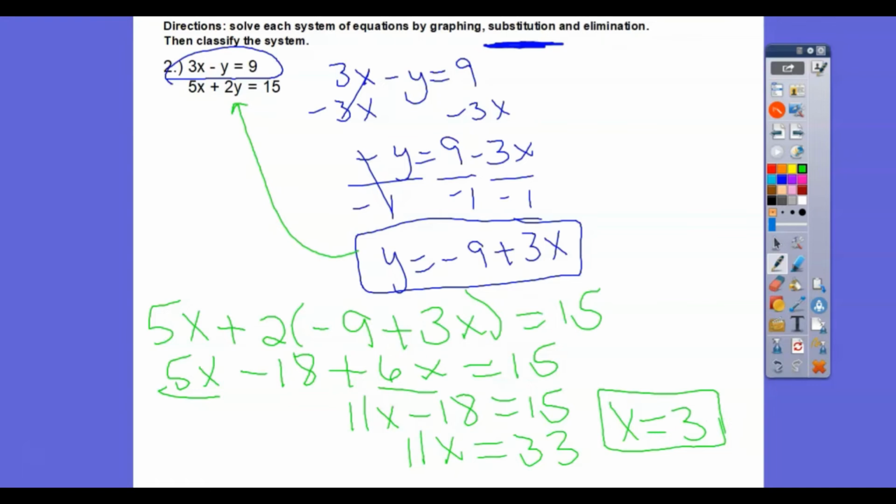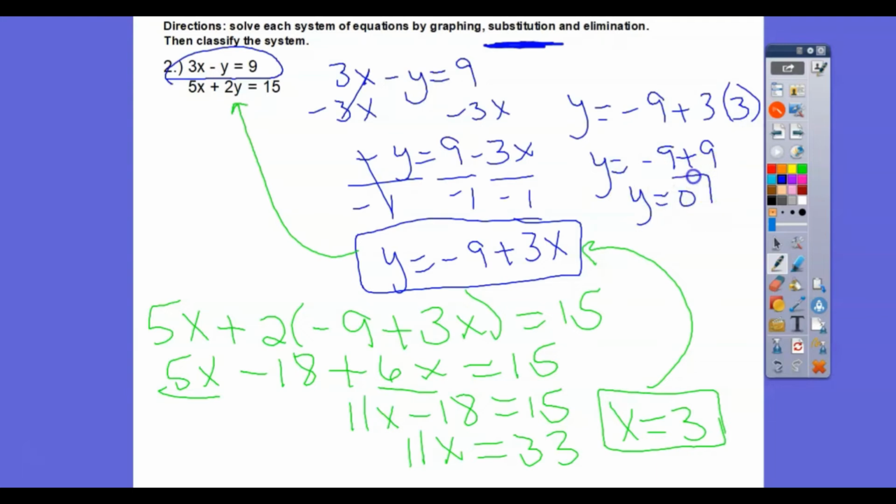Then I take that value and I go back to where I started so that I can go ahead and plug it in there. So I get y is equal to negative 9 plus 3 times 3. So y equals negative 9 plus 9. So y equals 0. So my solution to this system is going to be the point 3, 0.